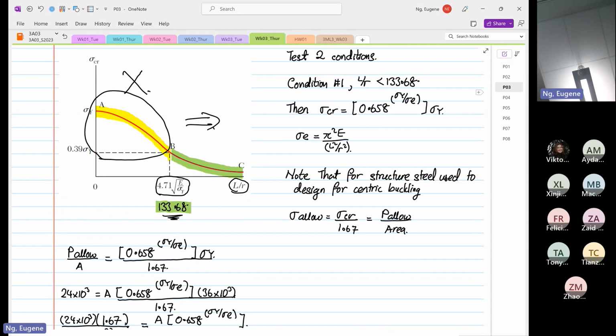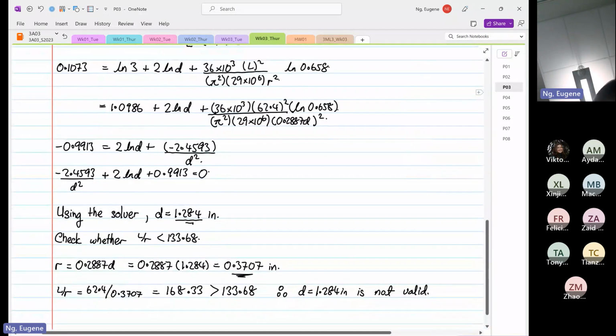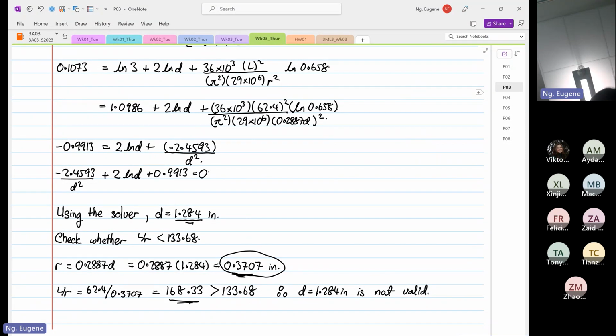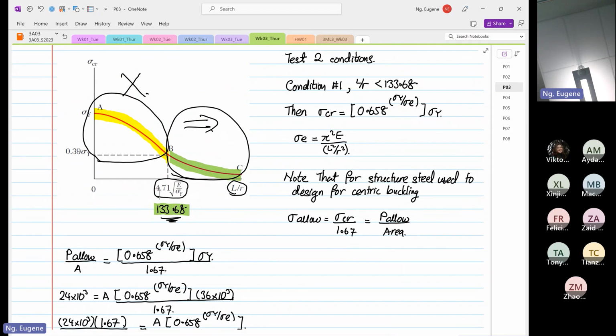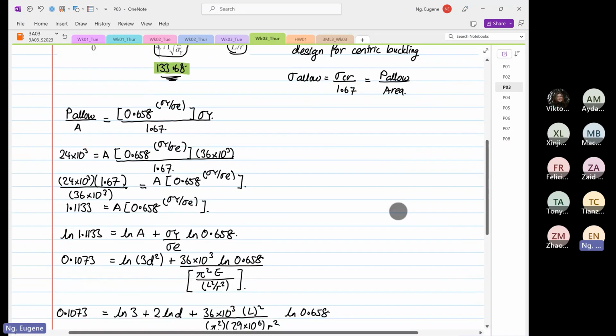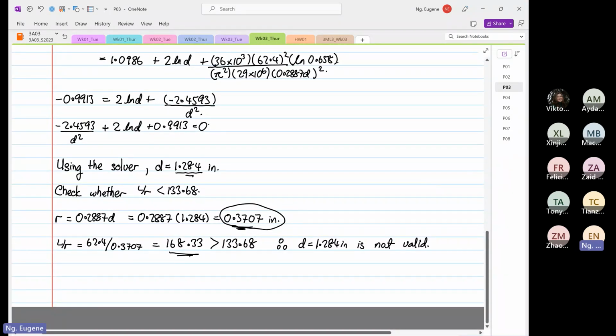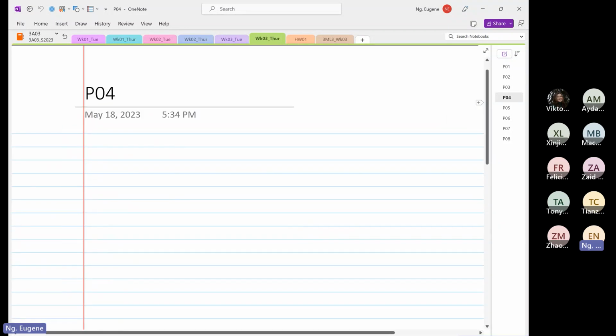Because we realize that when we solve it using L over R on the left-hand side, or L over R equal to 133.68, the regime on the left-hand side, the value is not suitable, because our L over R is 168.33 when we use 0.3707. So now we know that we have to analyze our structure between B to C. Before that, we did not know. Now we know. So this option is not possible. Now we have to use condition number 2.